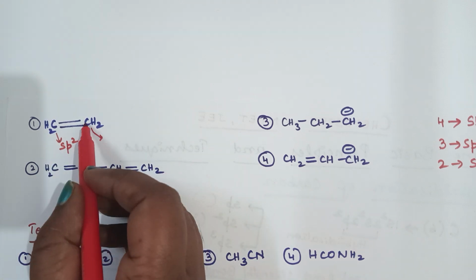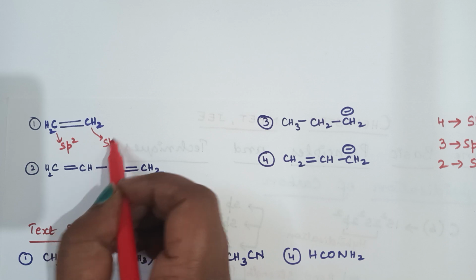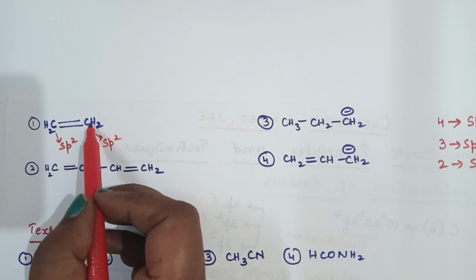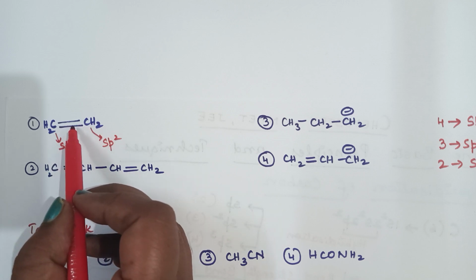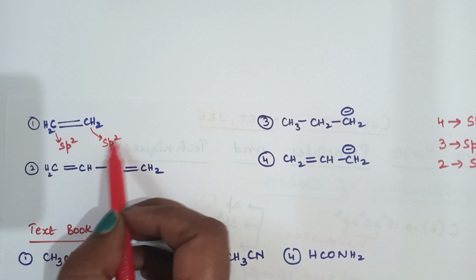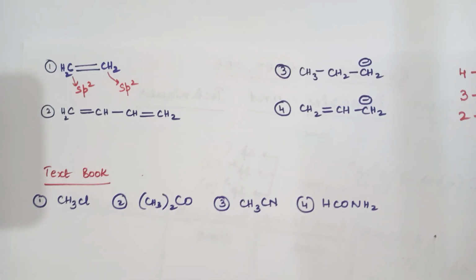Same way, this carbon also will show sp2 hybridization. Why? Because 2 hydrogen atoms mean 2 sigma bonds and here 1 sigma bond. So totally 3 sigma bonds. Therefore it is sp2 hybridization. Second example.